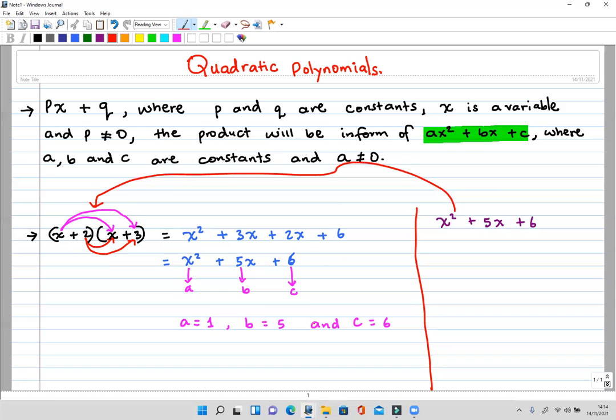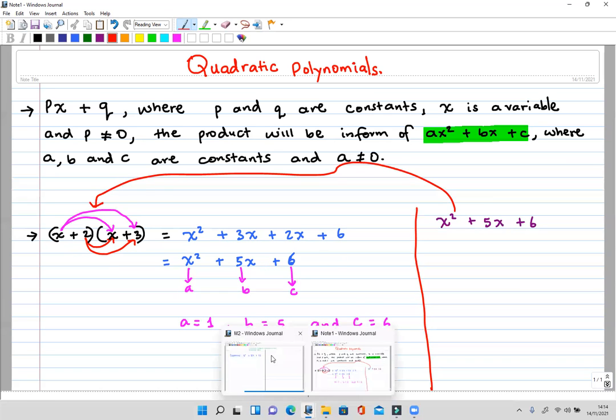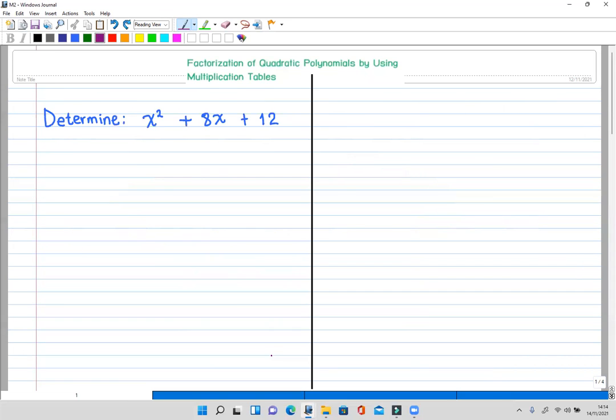Okay, and now we are going to begin by using multiplication tables. Factorization of quadratic polynomials by using multiplication tables. Then, how do we do that? How can we use multiplication tables to factorize these kinds of quadratic polynomials?